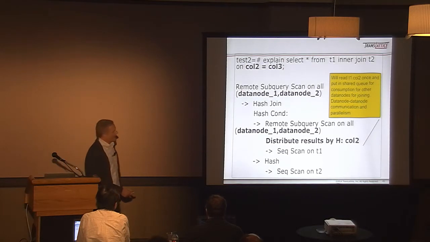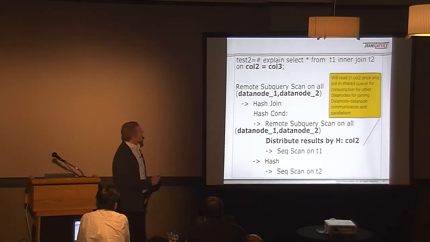But let's say we have something a little bit different. Here, we're using column 2 from T1, which is not a distribution column. But on T2, column 3 is. So the plan looks a little different.